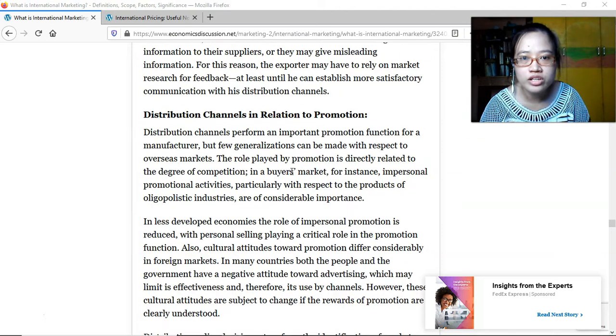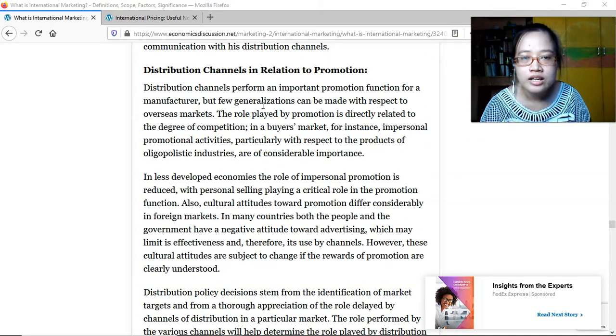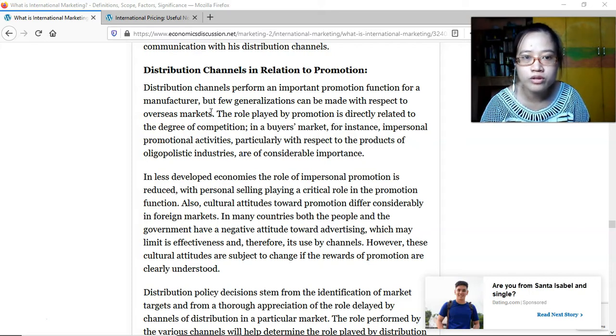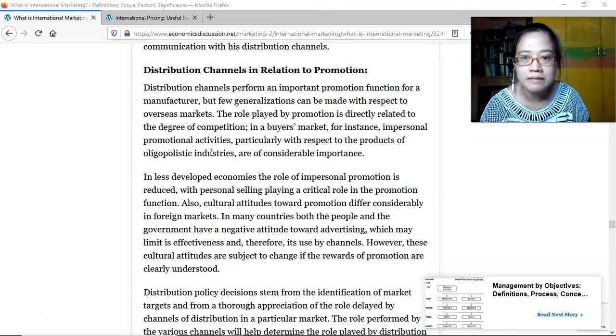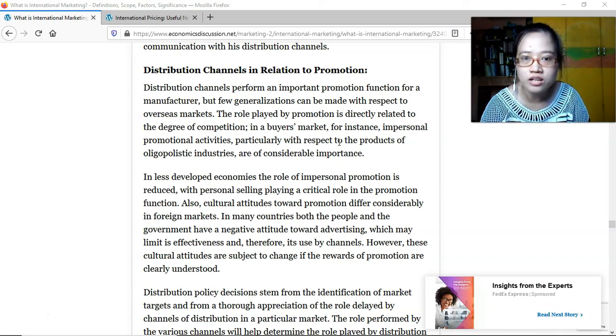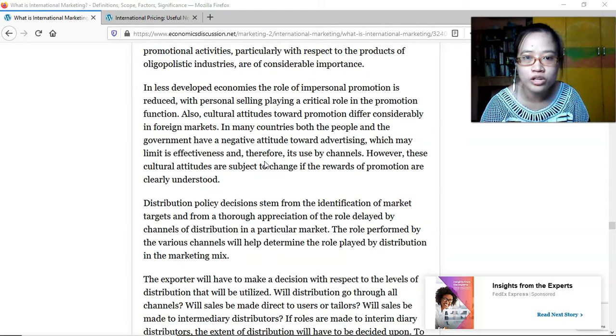Distribution channels in relation to promotion. Distribution channels perform an important promotion function for a manufacturer, but few generalizations can be made with respect to overseas markets. Examples: degree of competition in a buyer's market, for instance, impersonal promotional activities, particularly with respect to products of oligopolistic industries, are of considerable importance.